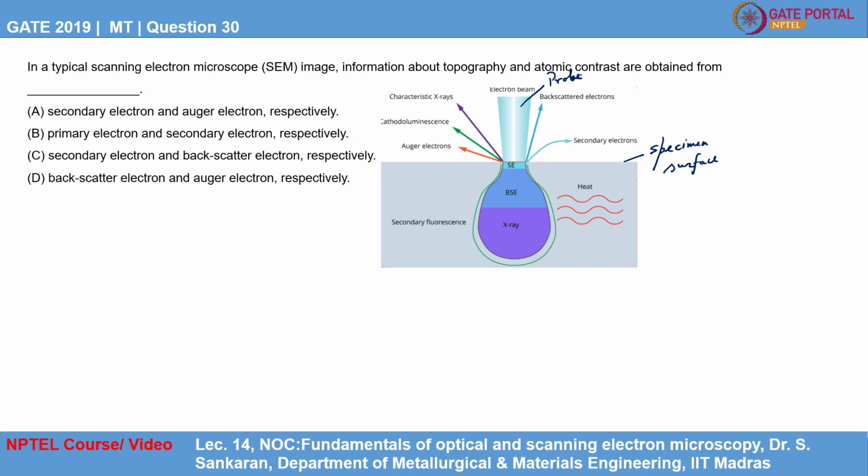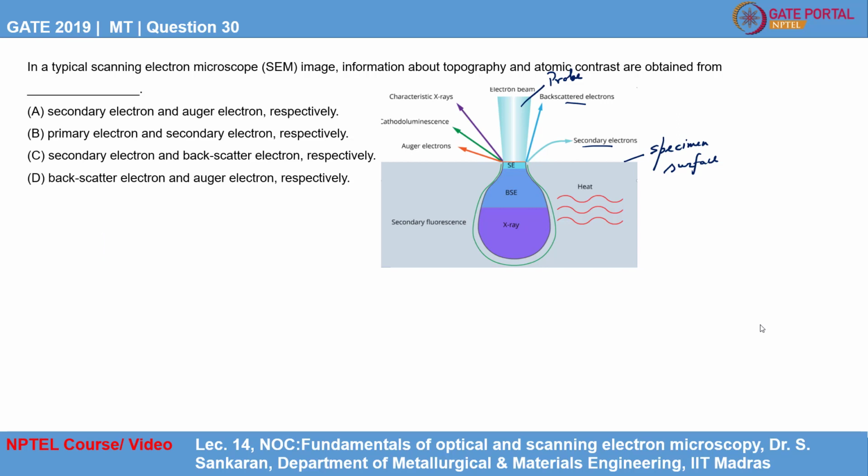Now, besides secondary electrons and backscattered electrons, characteristic X-rays are also produced in this interaction zone, and these are useful for chemical analysis. Now in the question, we are asked which kind of electrons will provide us the topographic contrast and which kind of electrons are going to provide us the atomic contrast. Now let's look at the atomic contrast first.